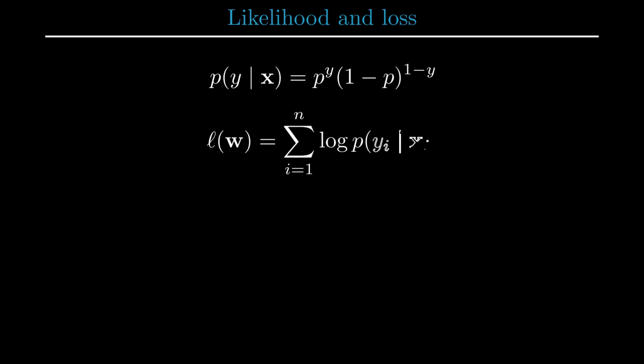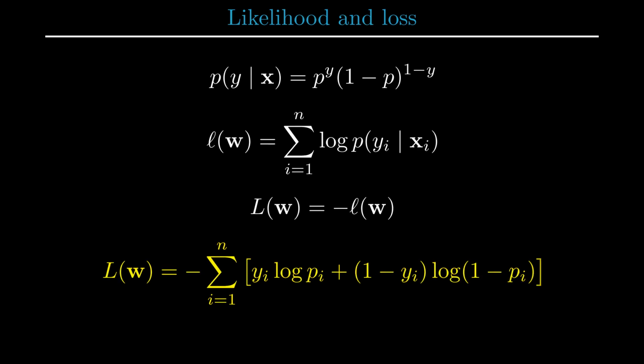To train the model, we need a loss that measures how well it fits the data. For binary labels, each outcome is modeled using a Bernoulli distribution. Training means maximizing the log likelihood of the observed labels. In practice, we minimize the negative log likelihood, also called cross-entropy loss. This loss heavily penalizes confident but incorrect predictions.